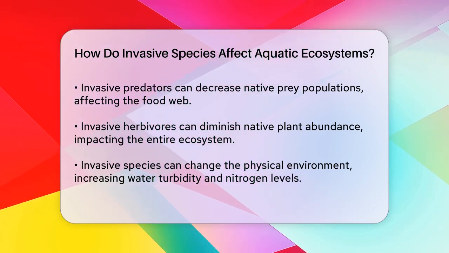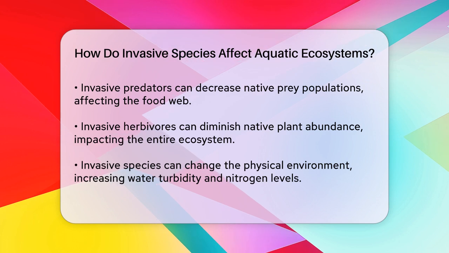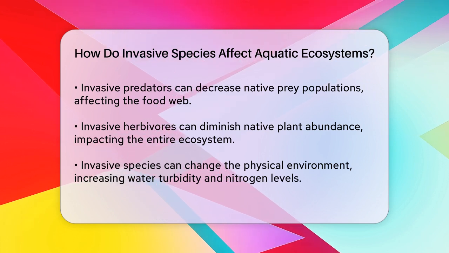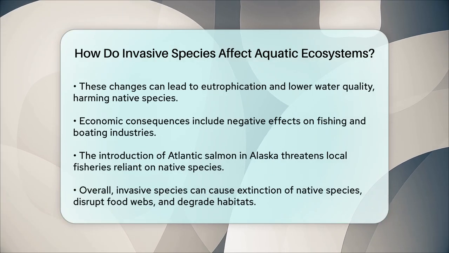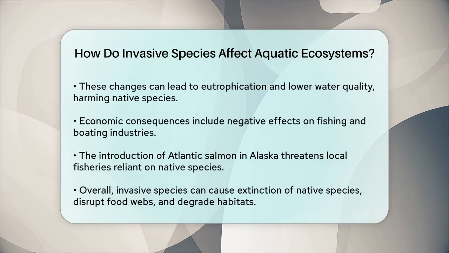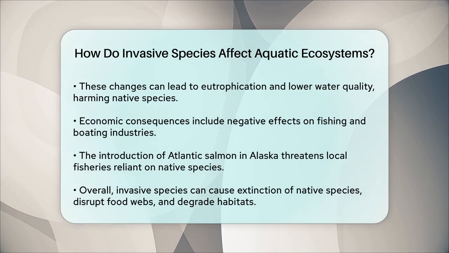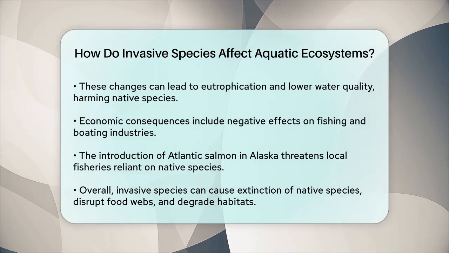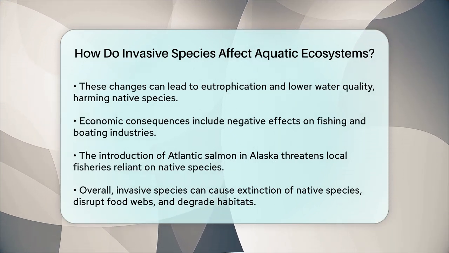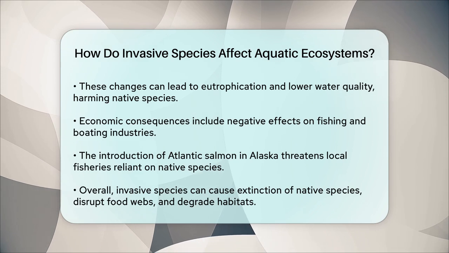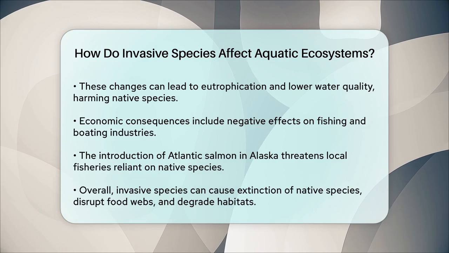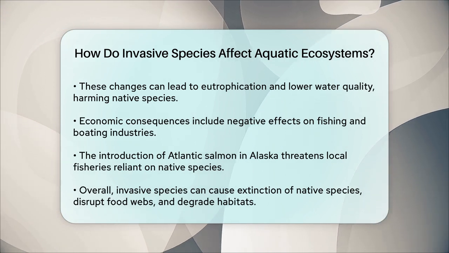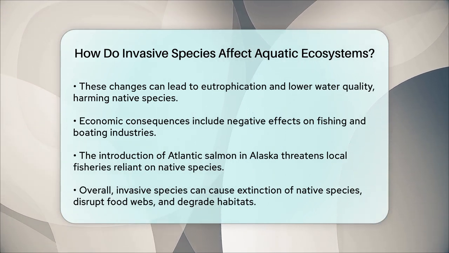Economic impacts are also significant. Invasive species can harm aquatic industries, such as fishing and boating, by reducing the populations of commercially important species and degrading habitats. For example, the Atlantic salmon introduced to Alaska threatens the local fisheries and the economic stability of the industry that depends on native Pacific salmon and trout.